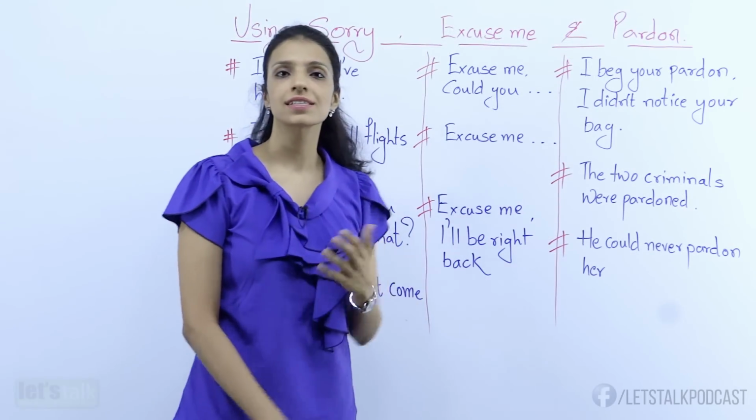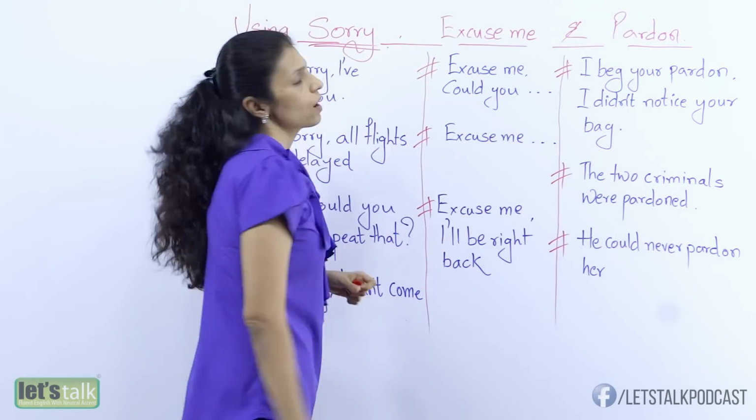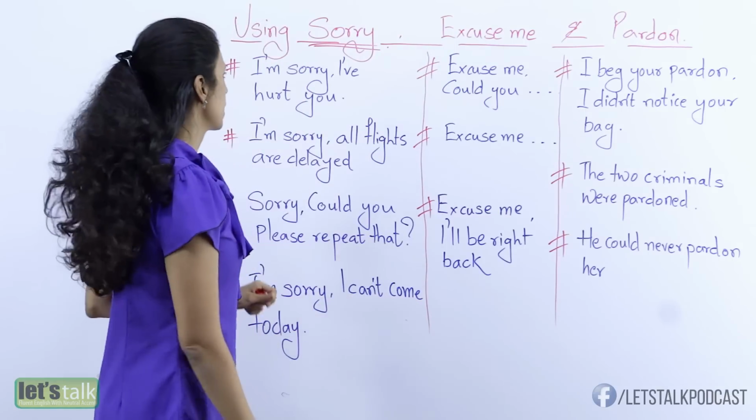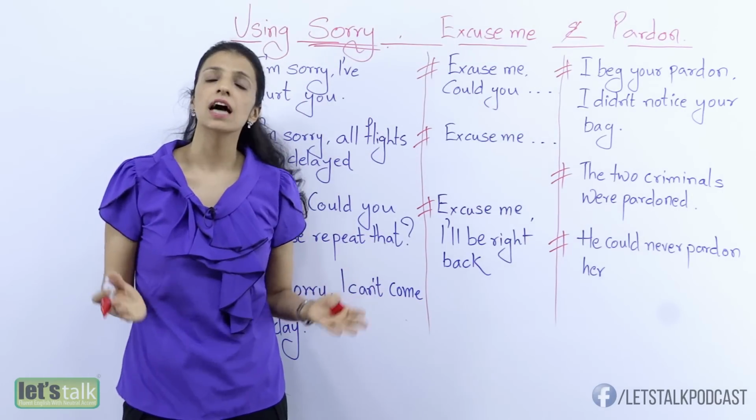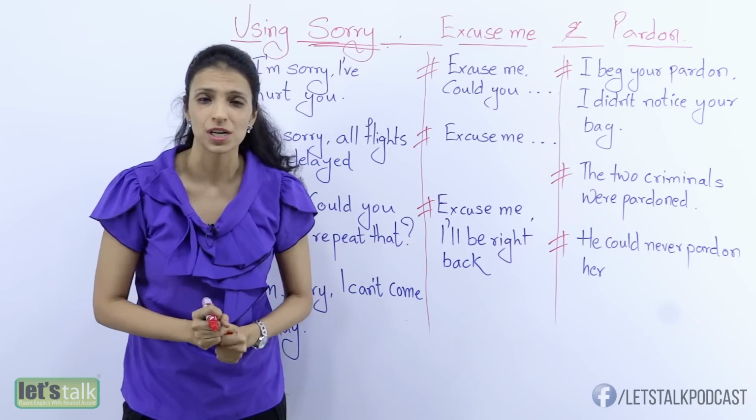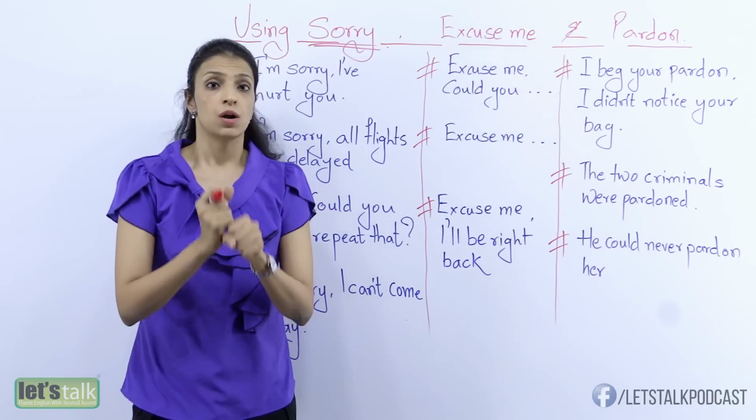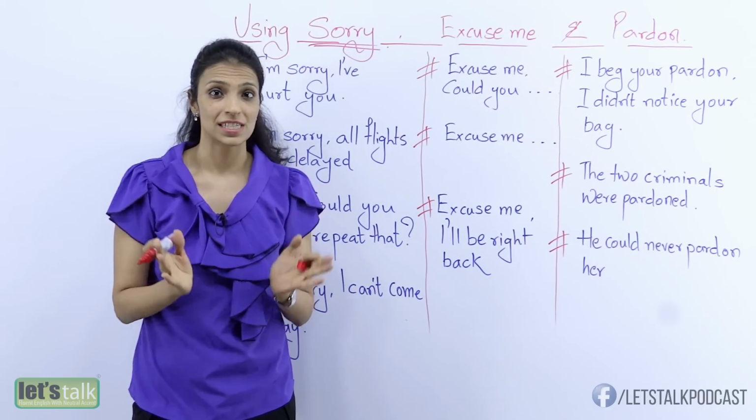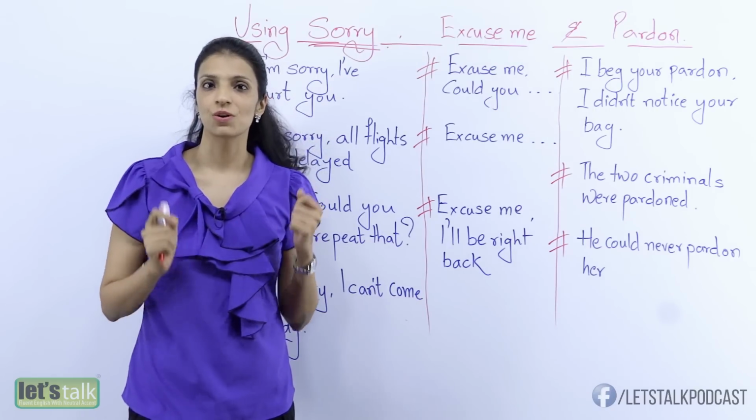So let's start by understanding when to use sorry. Now if I say, I'm sorry I've hurt you, it's clear I've done something wrong. Okay? So when you do something wrong and you regret, remember we were always taught as kids, learn to apologize. And that is what sorry is all about.